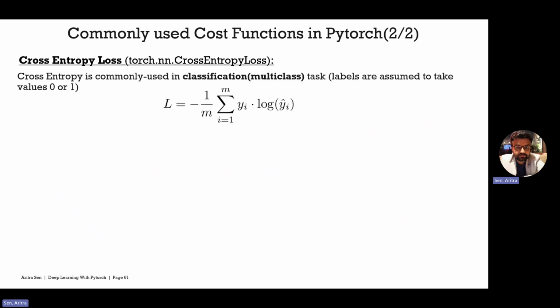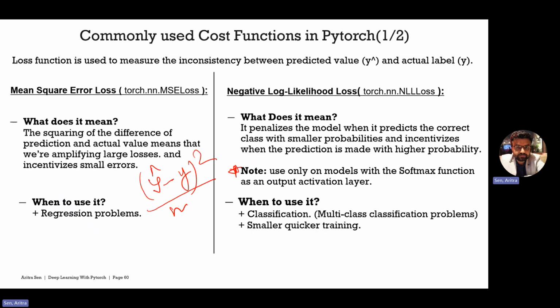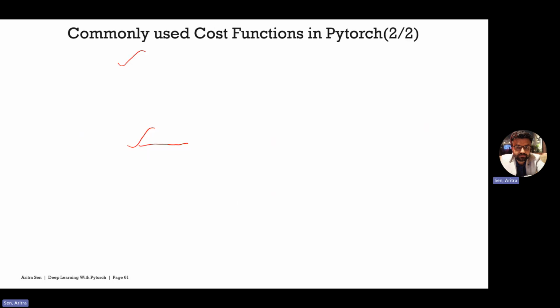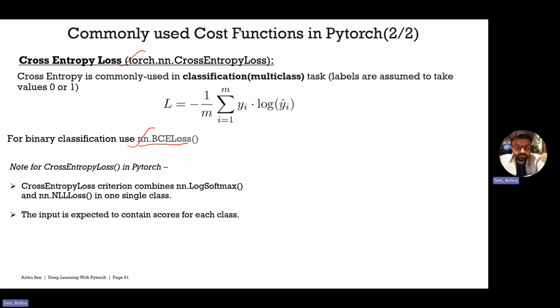Then we have another function which we call cross entropy loss. This we also use in case of multi-class classification, and in case of binary classification we use BCE loss, which is binary cross entropy loss. So these are the PyTorch notations which you need to keep in mind. This is for multi-class classification, and in case of binary classification we use BCE loss. But the mathematical operations in cross entropy loss and negative log likelihood loss are absolutely the same, just that in PyTorch the operations are different.